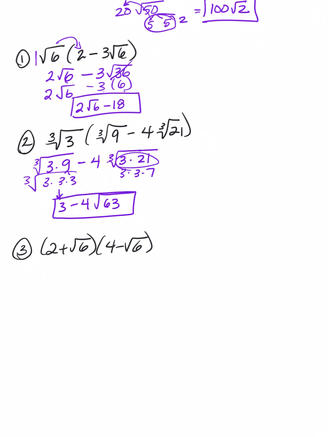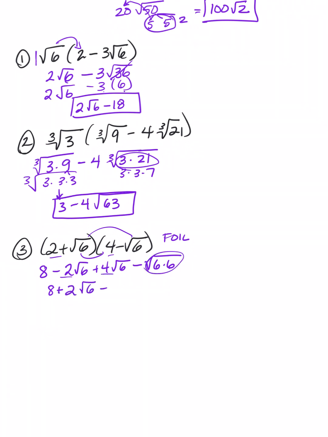On number 3, notice it's like binomials. We're going to do FOIL here. First terms, 2 times 4 is 8. Outer terms, 2 square roots of 6. Inners, plus 4 square roots of 6. And then last terms, minus, I'm just going to leave it 6 times 6 because now I see that pair, right? Now if I clean this up, I'll have 8, negative 2 plus 4 gives me positive 2 square roots of 6. And this makes a 6 come out, so I can still keep going, and I'll just have 2 plus 2 square roots of 6.